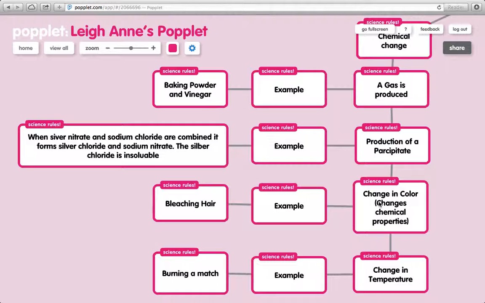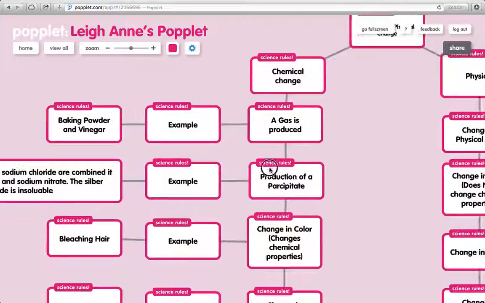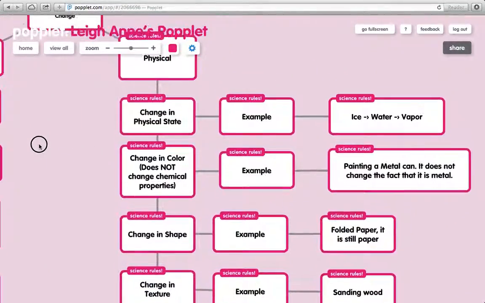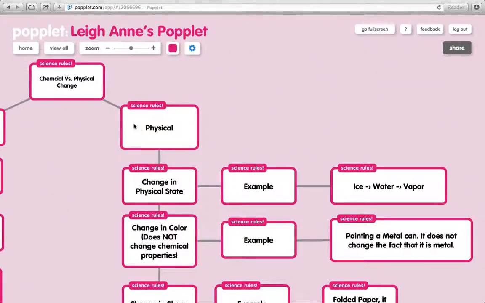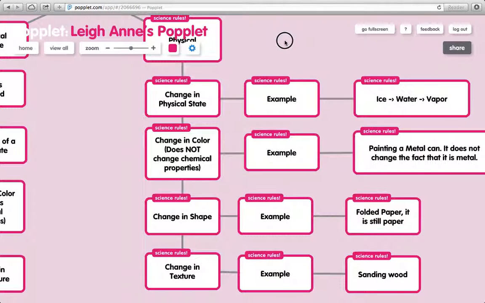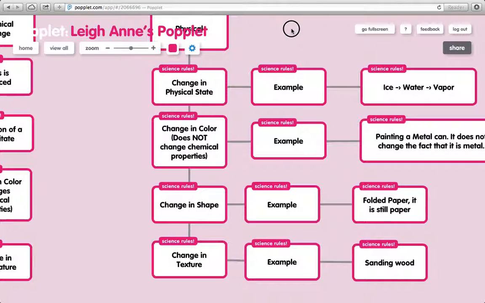For the change in color one down here, the example is bleaching your hair, because when you do bleach your hair, it's a chemical process. The change in temperature example is burning a match, because it gives off heat. Alright, moving on to my physical changes right here. My first physical change is basically a change in physical state, which is like solid, liquid, gas, or plasma, but I didn't get into that.